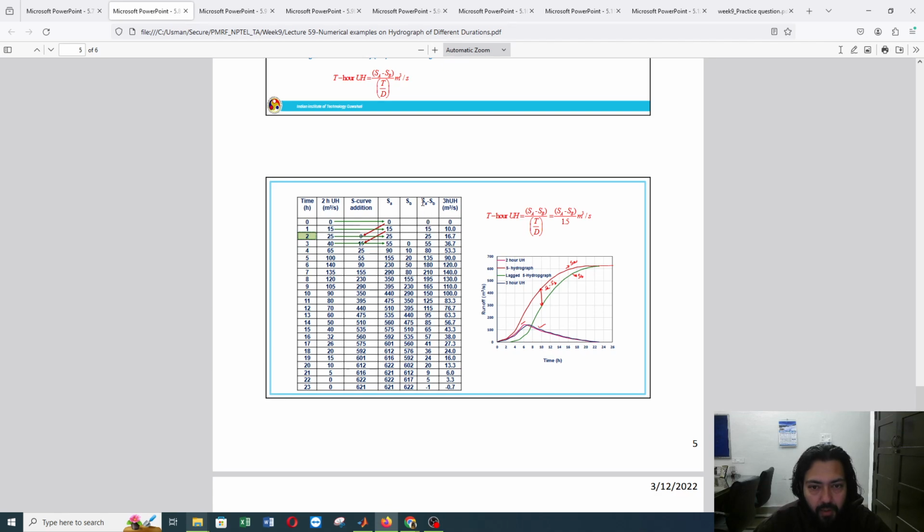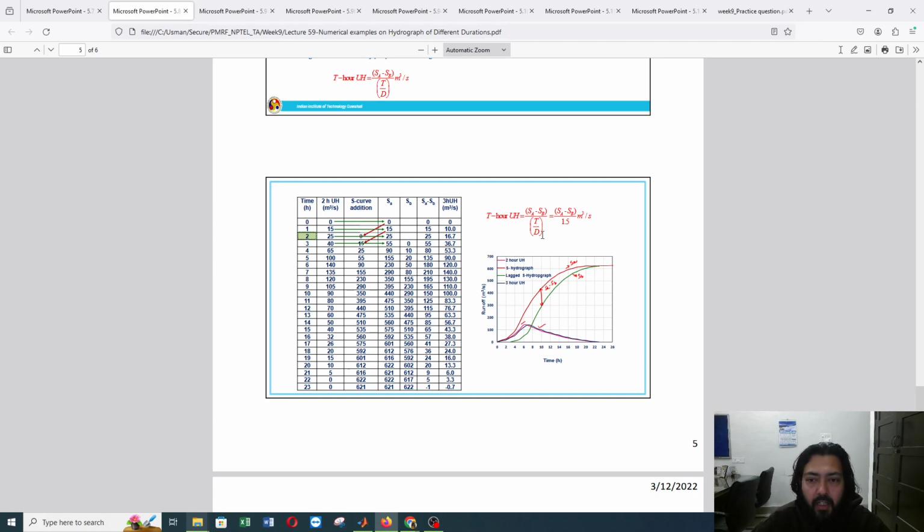Now that we know the difference between SA and SB, the next step is to divide it by T by D. First we need to calculate what T and D are. T is the duration of the unit hydrograph which is required, that is, we require a 3-hour unit hydrograph.